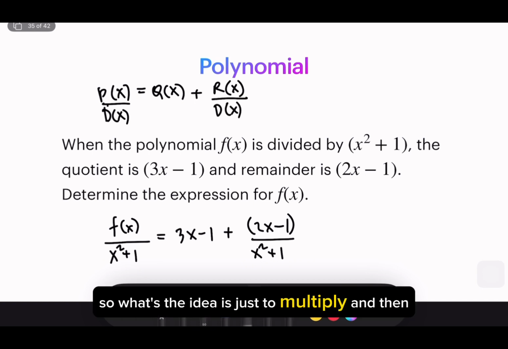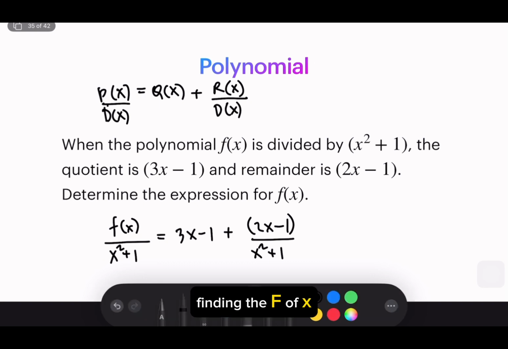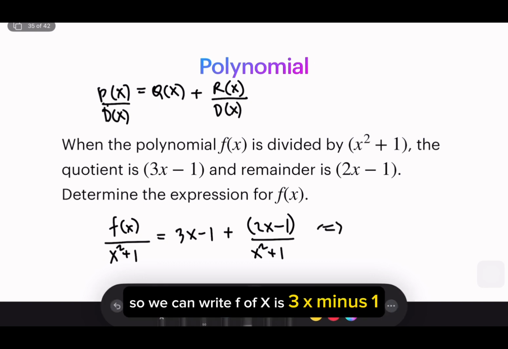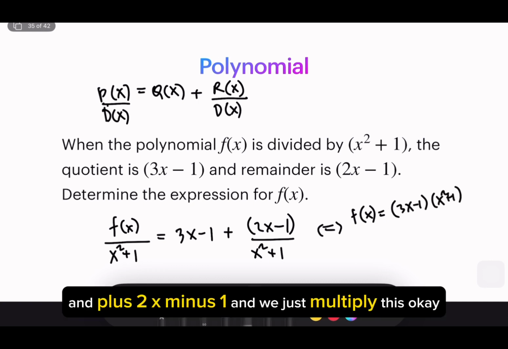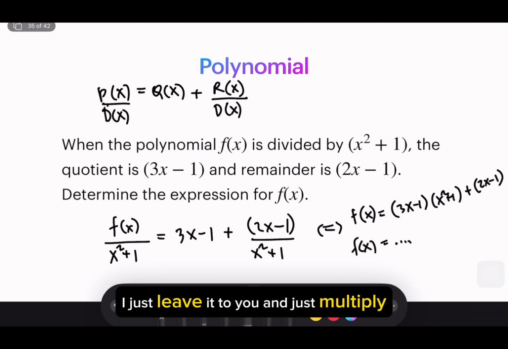So the idea is just to multiply and then find f of x. So we can write f of x is 3x minus 1, multiply this, and plus 2x minus 1. And we just multiply this, okay? I think you can do it, right? I just leave it to you. You just multiply and then that's the function.